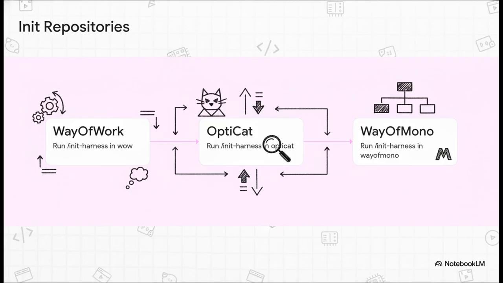To actually make this happen, you'll simply launch the OpenCode CLI in each of the 3 project directories, one by one. Run the /init harness command, and when prompted by the terminal, just make sure you enter the correct project names and slugs, like WOW for Way of Work or OptiCat for OptiCat. It's a really quick process, but a totally mandatory one if you want your agents to function properly.